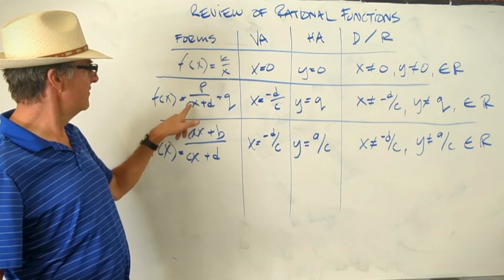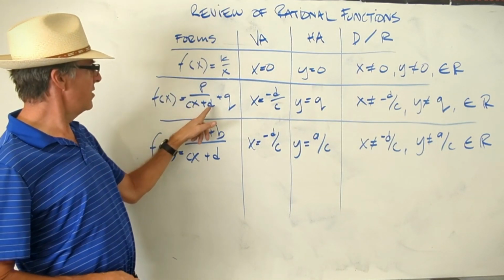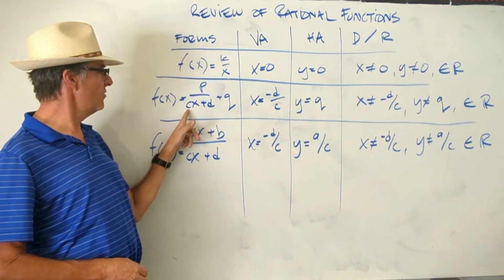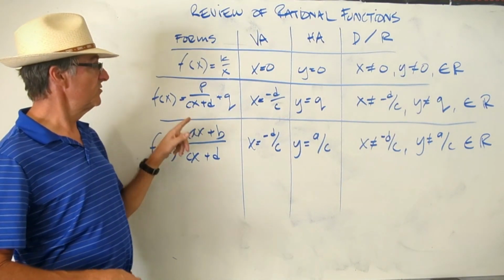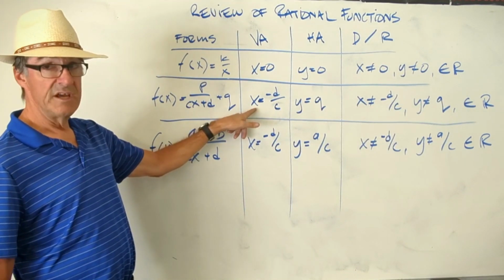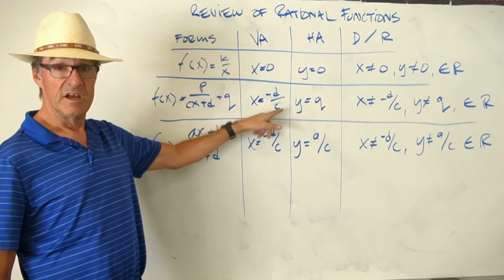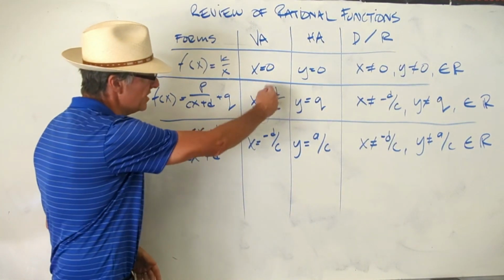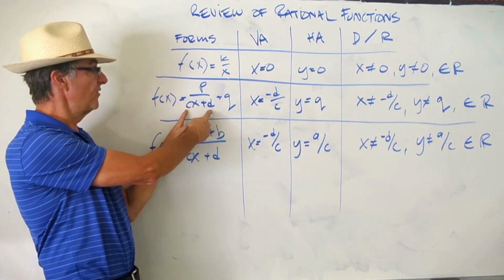So then we get to our second function form, and it's a little bit more complicated. Now we have p over cx plus d. So again, we have a constant on top, but now we're adding a constant on the bottom, and we're multiplying our x by something on the bottom. So check this out. Now the vertical asymptote is x equals minus d over c. And the way we found this little equation is we set the bottom equal to 0 and solve for x.